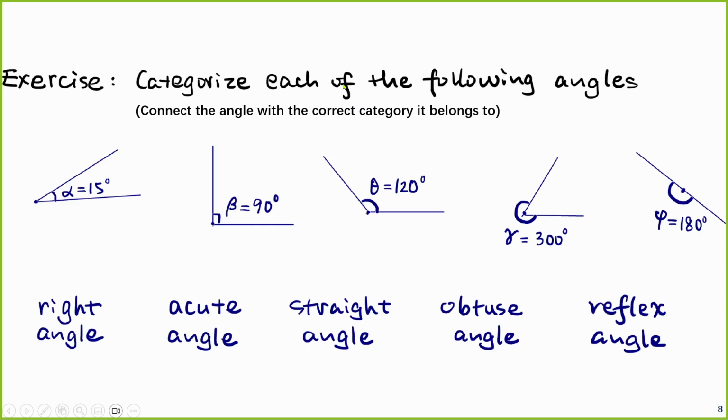Okay, then let's consider a quick quiz here. Can you categorize each of the following angles? Connect the angle with the correct category it belongs to. So when alpha equals 15 degrees, is it a right angle, acute angle, straight angle, obtuse angle, or reflex angle? Which category does it belong to?